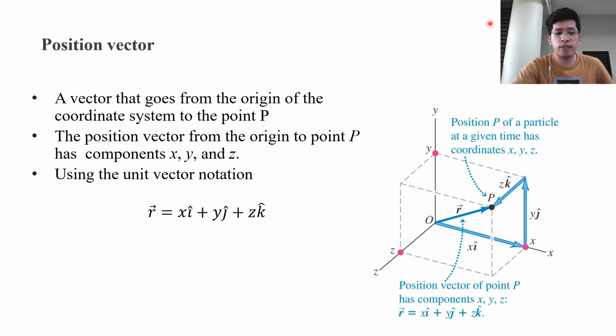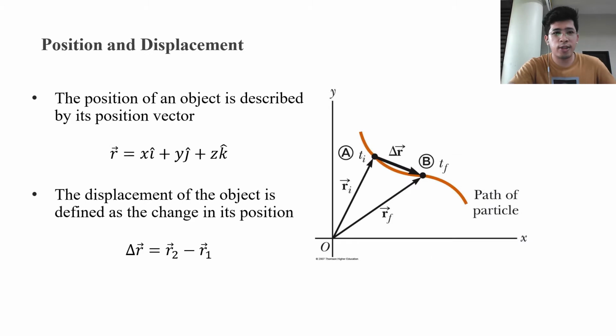And using the unit vector notation that we described in lesson 1, your position vector R can be described as the vector R is equal to x i hat plus y j hat plus z k hat. Now let us talk about the position and displacement. Again, the position of an object is described by its position vector, your vector R equal to x i hat plus y j hat plus z k hat.